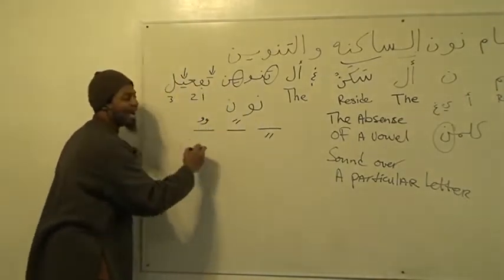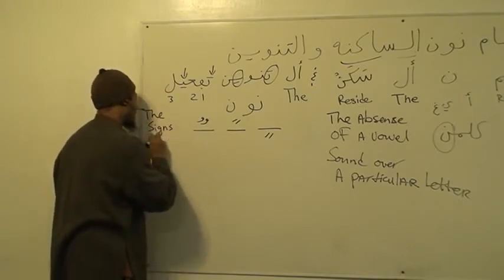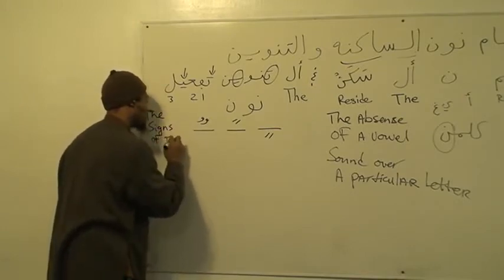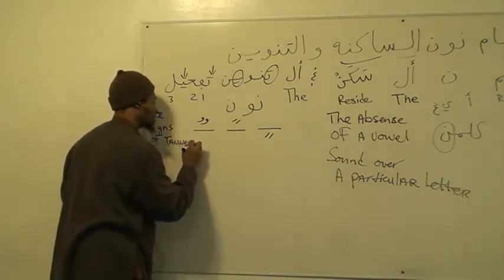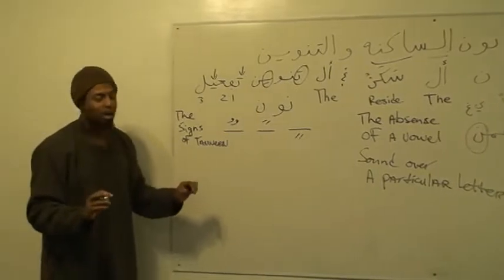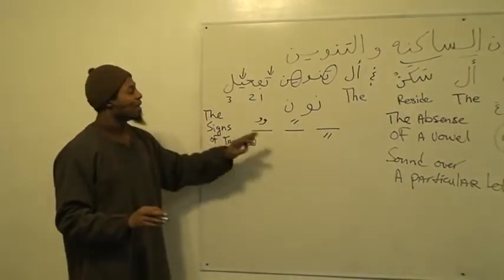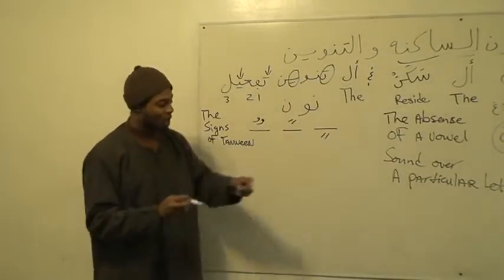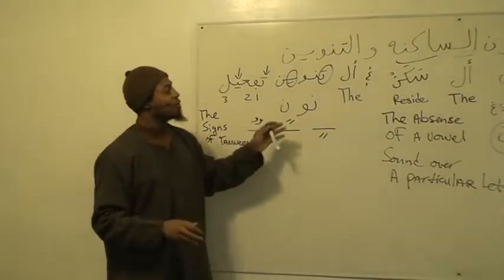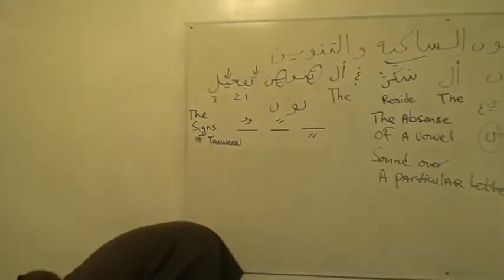These are the signs of tanween. Right here. 1, 2, 3. Everybody with me? Now we're going to get into a little detail as we go along. But right now, this is just the first part of what I wanted you guys to understand. And then we're going to go back right now to Noon as-Sakina. Okay?